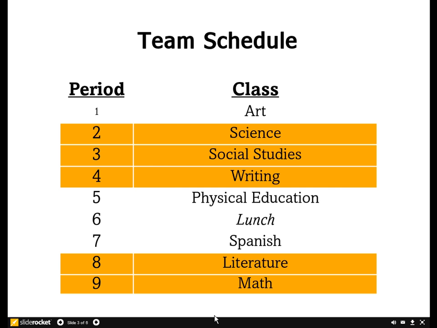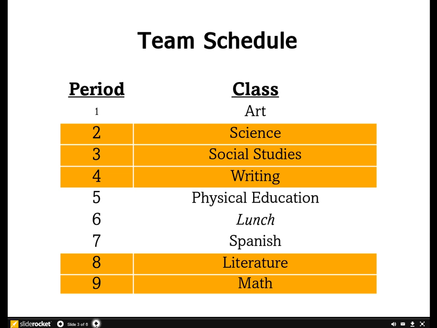So if I have a student for science, I know who their social studies teacher is. They have the same writing teacher, the same literature and math teacher. There is no student on our team that does not have each of us as teachers. And there is no teacher on our team that does not have the 96 students that are on the team.